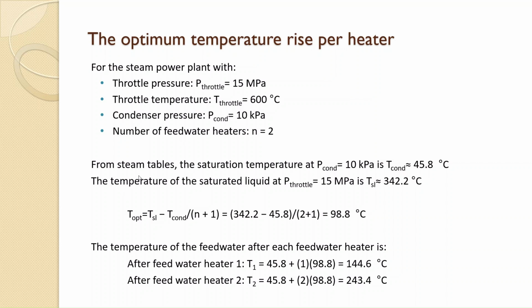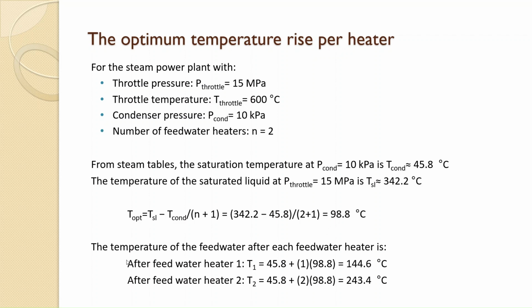From the steam tables, we can read the saturation temperature at 10 kilopascal, which is 45.8. The temperature of the saturated liquid at 15 megapascal is 342. And we can use the equation I showed you in the previous slide to calculate the T optimum. So T optimum is 342.2 minus 45.8 divided by 3, two preheaters plus 1. So the optimum temperature rise is around 99.